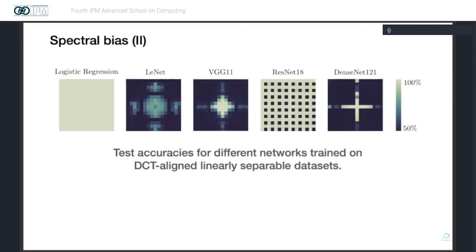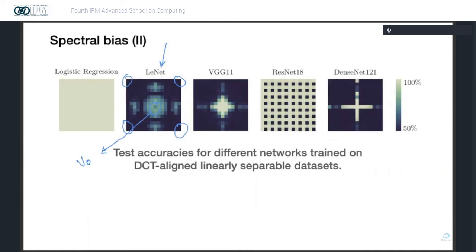So here I have computed the procedure that I explained for five different models. The first model is a linear model, just a logistic regression, and the other four models are state-of-the-art deep neural networks. So let's see first how we should read these plots. For example, if you consider LeNet, each pixel corresponds to one data set and indeed one direction V. The one in the center corresponds to the first basis vector of our DCT, meaning the lowest frequency. And the ones in the corners correspond to the highest frequency DCT basis vectors.